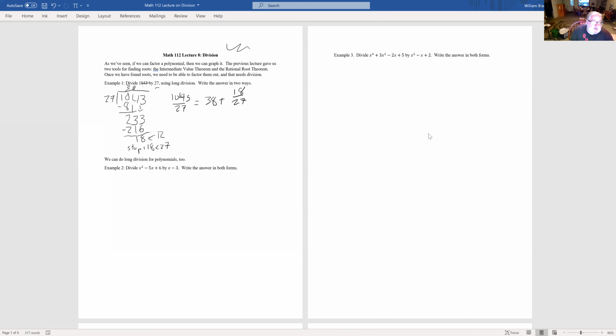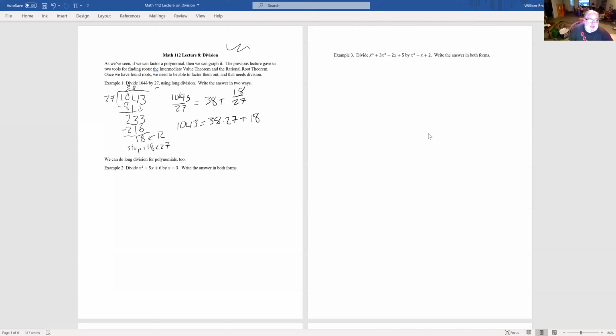That's a 4, not a 9. And you have 18 left over, so 18 27ths. Now, if you take the 27 and multiply everything by 27, you get 1043. So if I multiply this by 27, the 27s will cancel out, equals 38 times 27. There's nothing to cancel out there. And then 18 over 27, if I multiply that by 27, I'm left with a remainder. So 1043 is 38 times 27 plus 18. And so from this, we can see that 27 is not a factor of 1043, because if it was a factor, you'd have a 0 there.